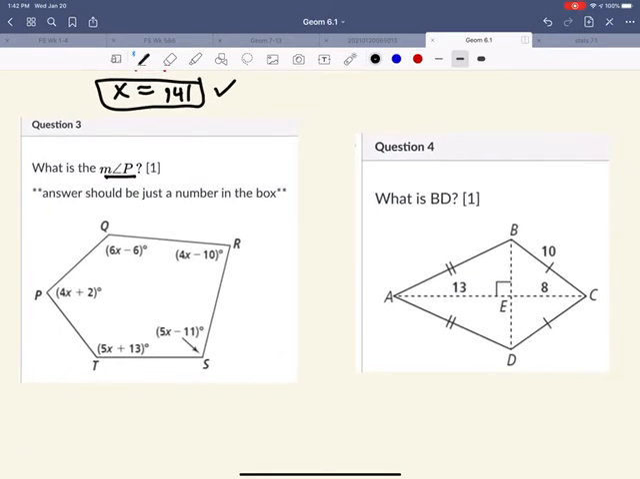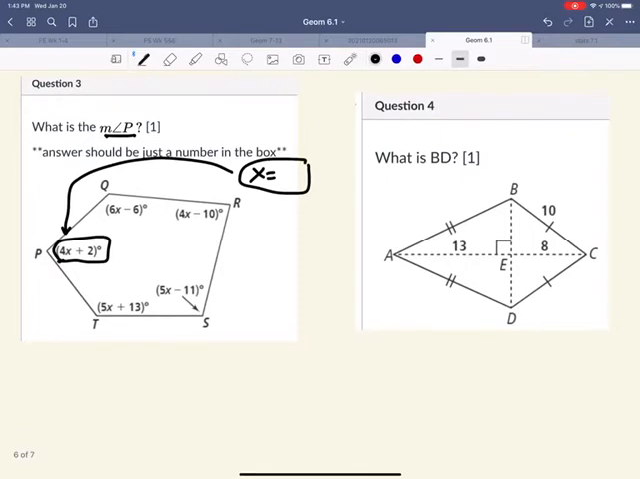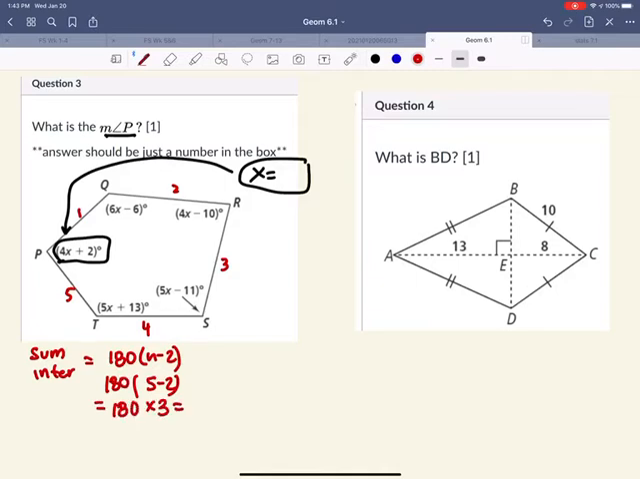Okay, question number 3. What is P? Okay, so we got to be sneaky here. First, we have to solve for X, and then once we know X, we plug that back in and find P. So this is just like question number 1 with a little added step. This is a 5-sided shape. So again, I'm going to use my sum of my interior is equal to the formula 180 times n minus 2. I have 5 sides. So the sum of my interior is 180 times 3. So I get 540.